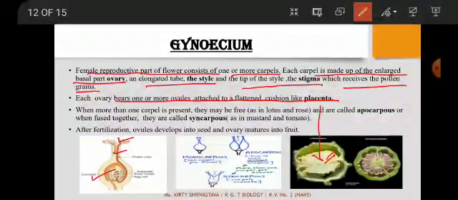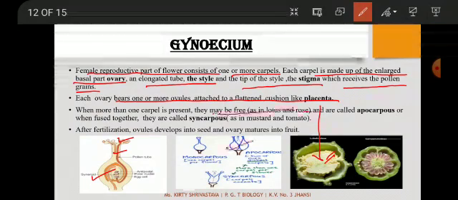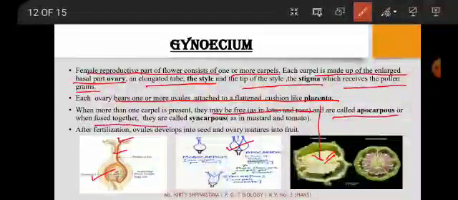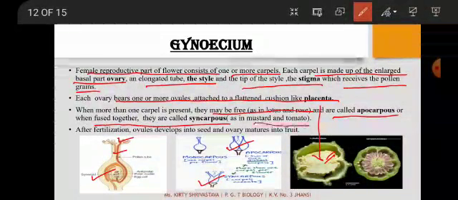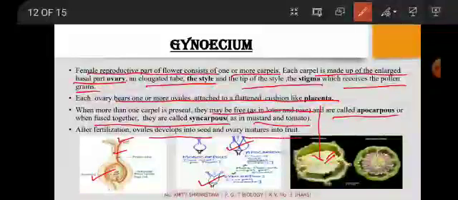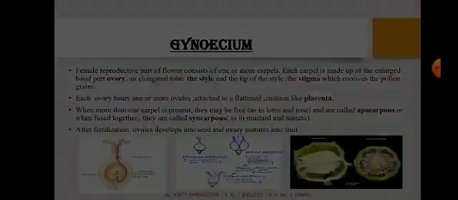When more than one carpel are present, they may be free, as in the case of lotus and rose, and the condition is called apocarpous. When the carpels are fused together, they are called syncarpous, as in the case of mustard and tomato. After fertilization, the ovules develop into seed and the ovary matures into fruit.